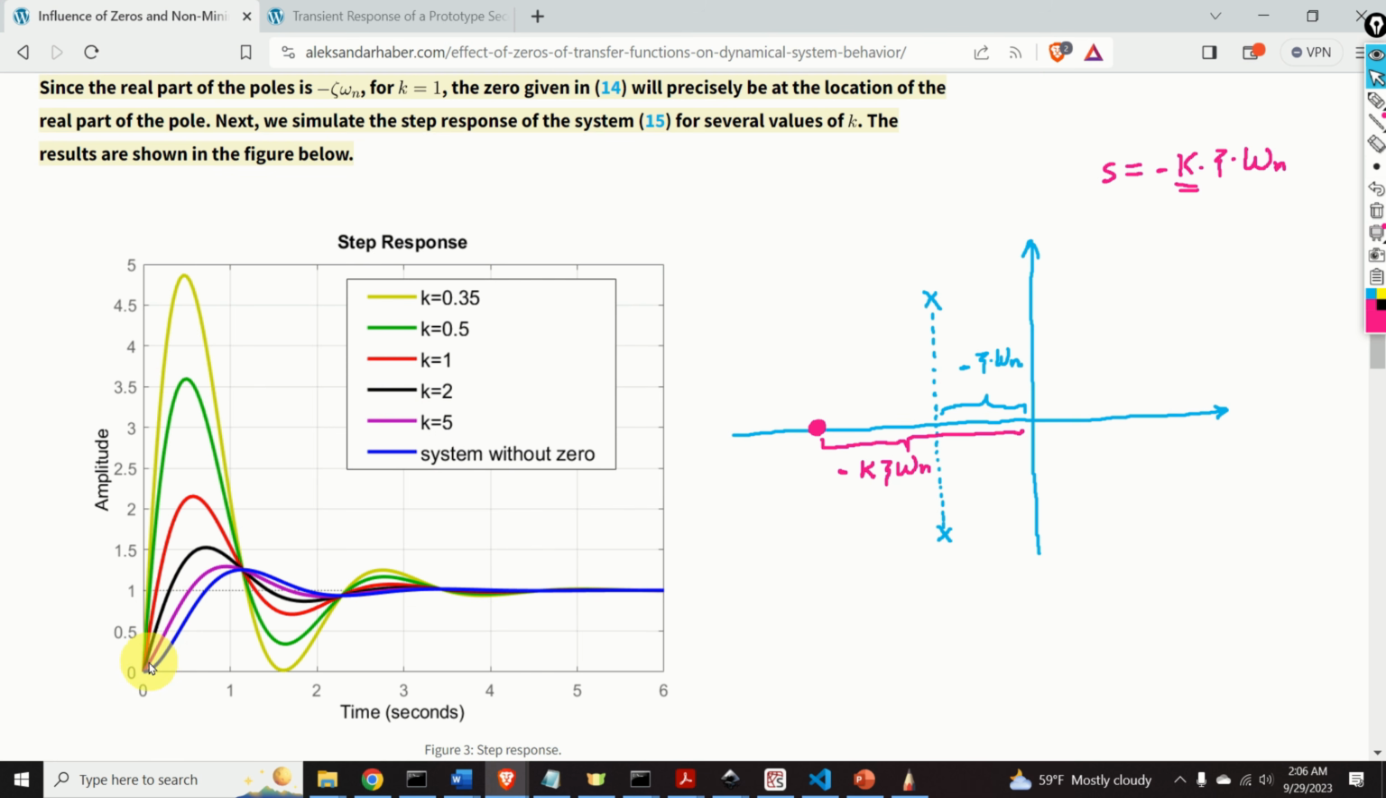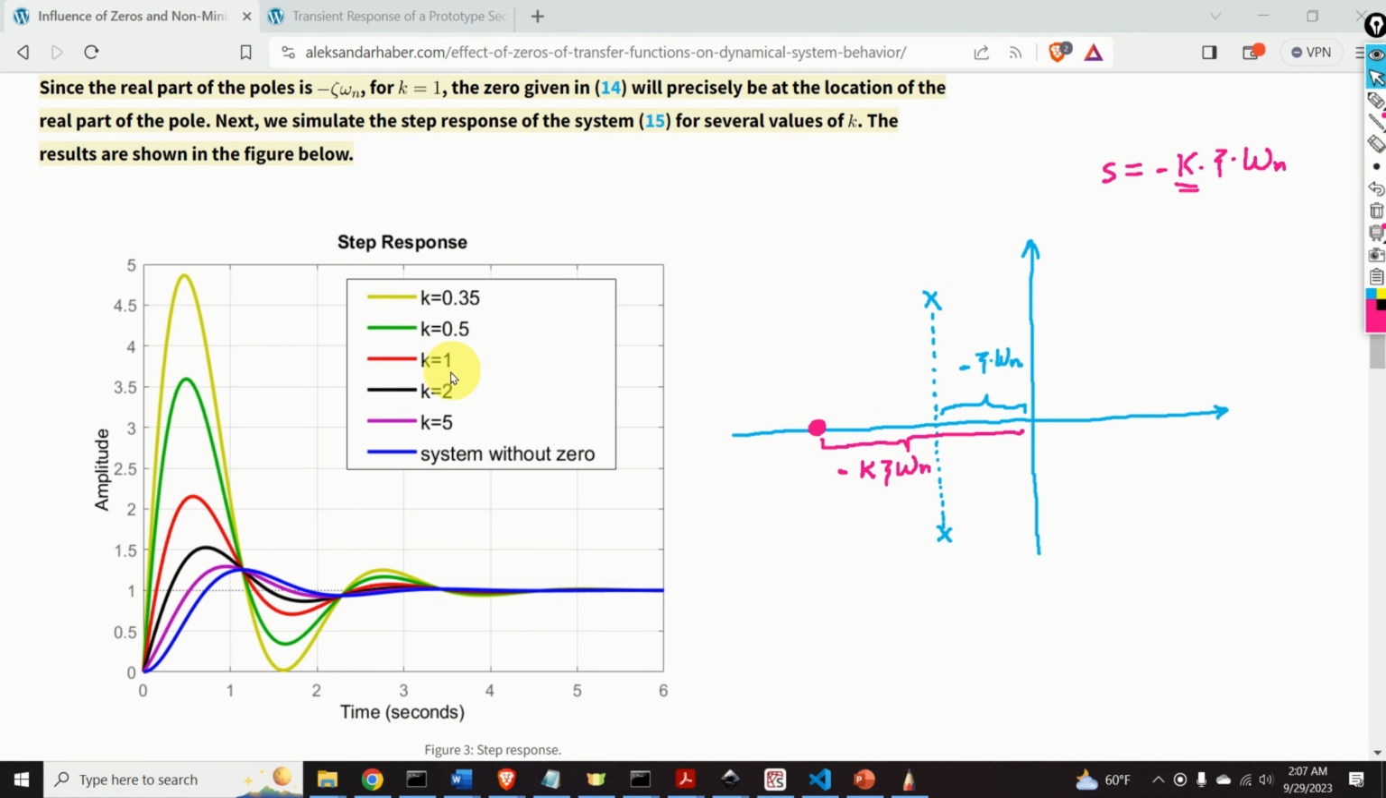Over here, this magenta line is the step response of the system for k equal to 5. For example, for k equal to 5, the zero can be located over here. What's the effect? We can see that the overshoot is increased. Very important observation. And the rise time is decreased. Now, if we further decrease k, we will obtain this response represented by the black line. We can see that the overshoot dramatically increased and the rise time is decreased.